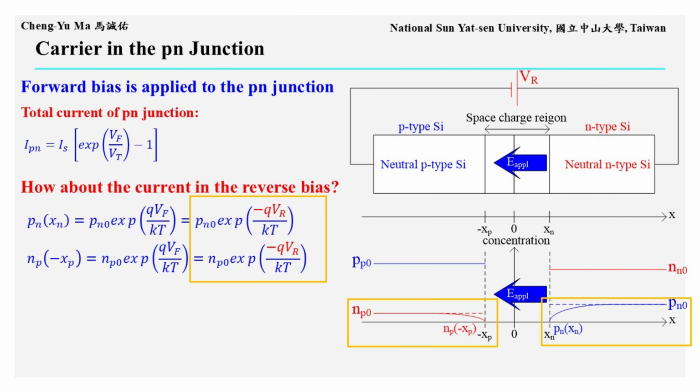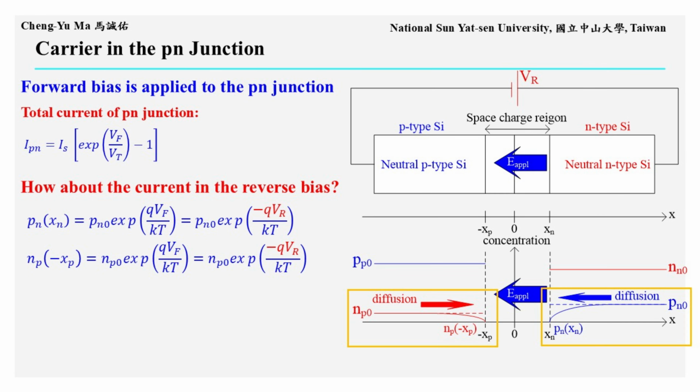The polarity of the reverse bias V_R is opposite to that of the forward bias V_F. Therefore, if we substitute negative V_R for V_F in the equation, we can understand the carrier concentration distribution in the neutral region, as shown on the slide. At the boundary between the neutral region and the space charge region, the minority carrier concentration decreases exponentially with reverse bias. At this time, the carrier concentration inside the neutral region is actually higher than the concentration at the boundary between the neutral region and the space charge region. Therefore, the minority carriers instead diffuse from the inside of the neutral region toward the space charge region.